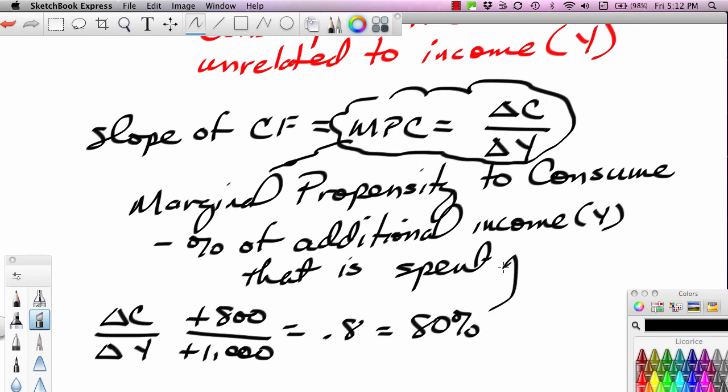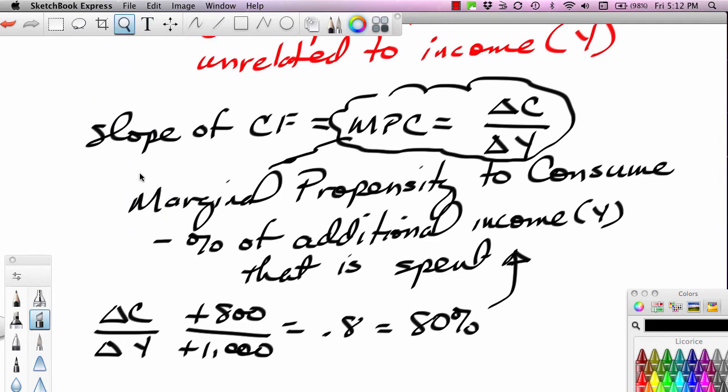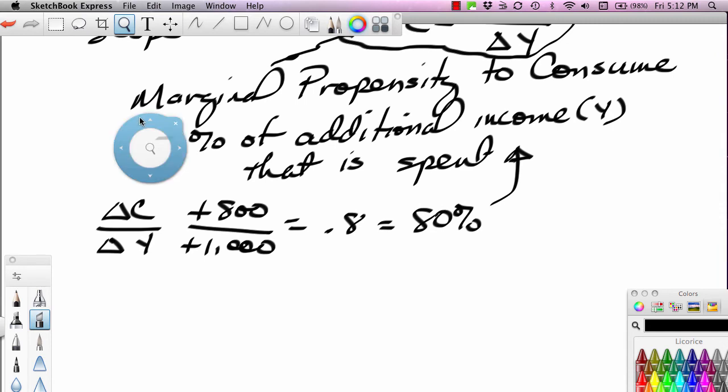So what we're basically saying is, if the MPC is 0.8 or 80%, 80% of additional income is spent, which implies what? 20% of additional income is saved. All right, so let me go ahead and go down here and I'll summarize this.